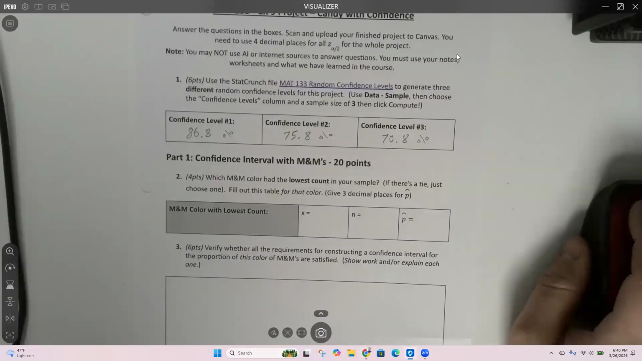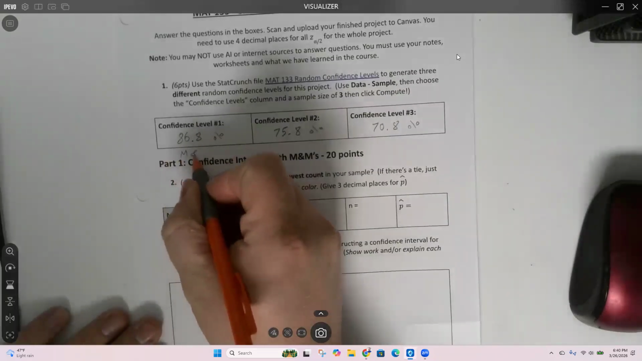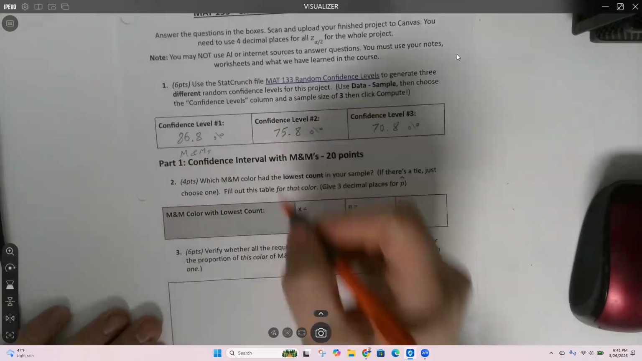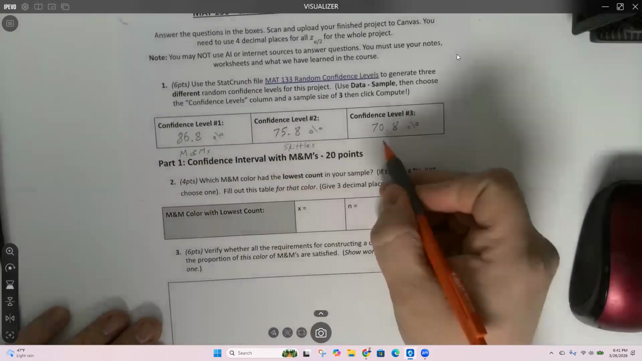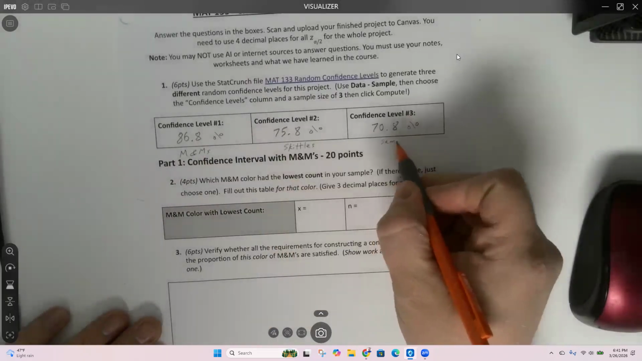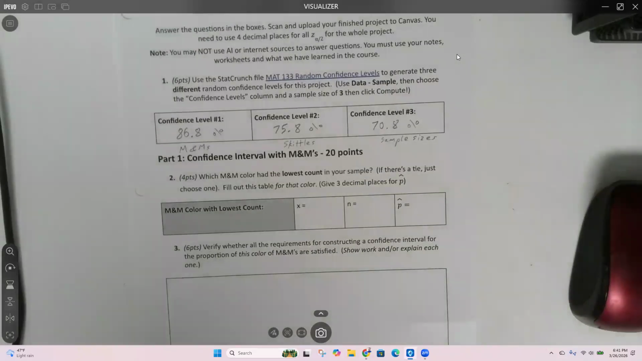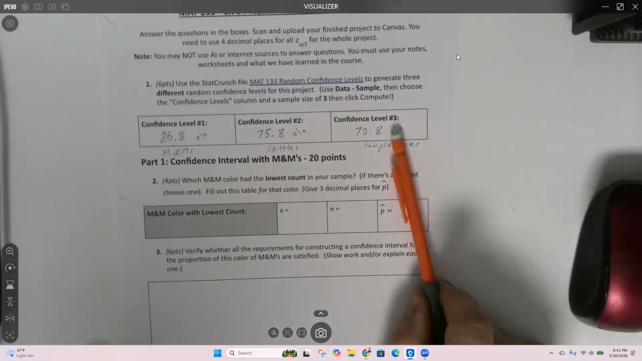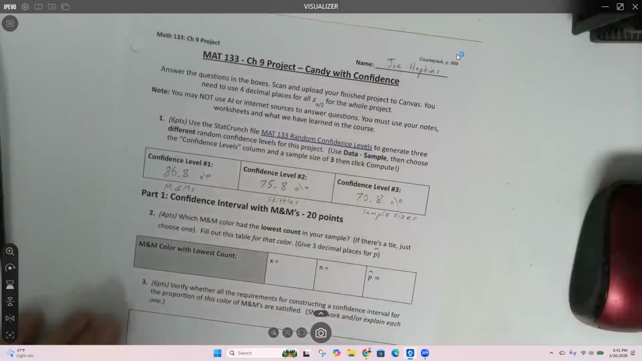We're going to use confidence level 1 for M&Ms, so that's going to be all this part 1 stuff. We'll use this one for Skittles, and we'll use this one over here for sample sizes at the end. Honestly, we could have used the same one for each, but we want to talk about what happens if you change those. This is on page 569.